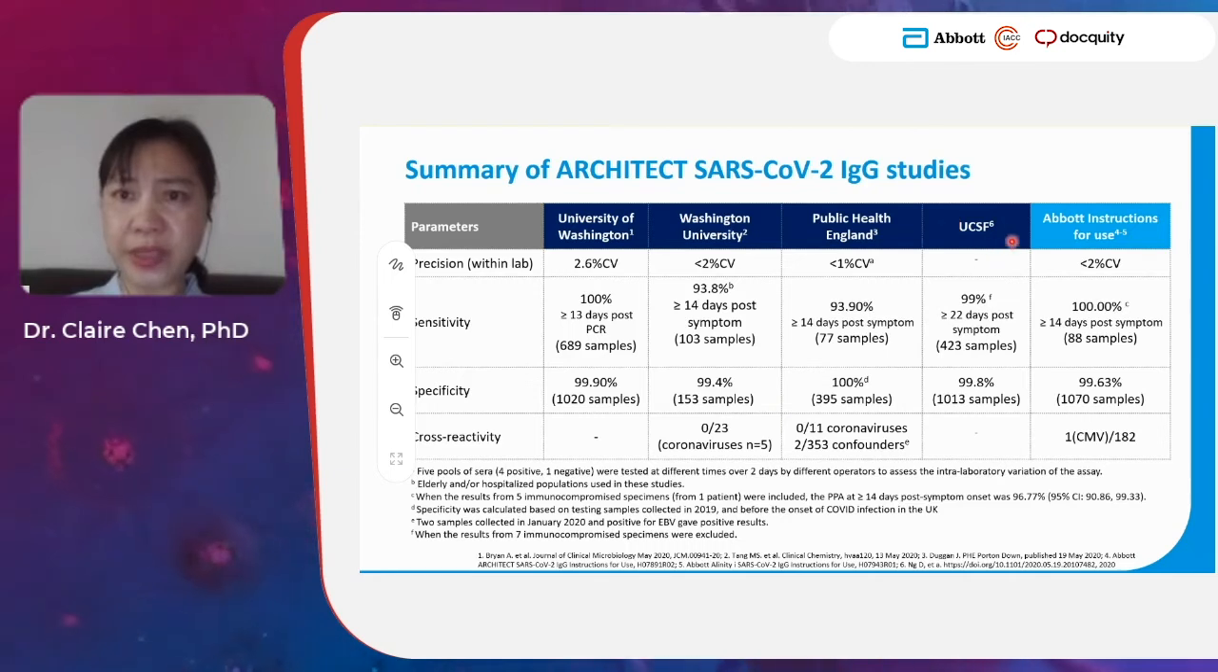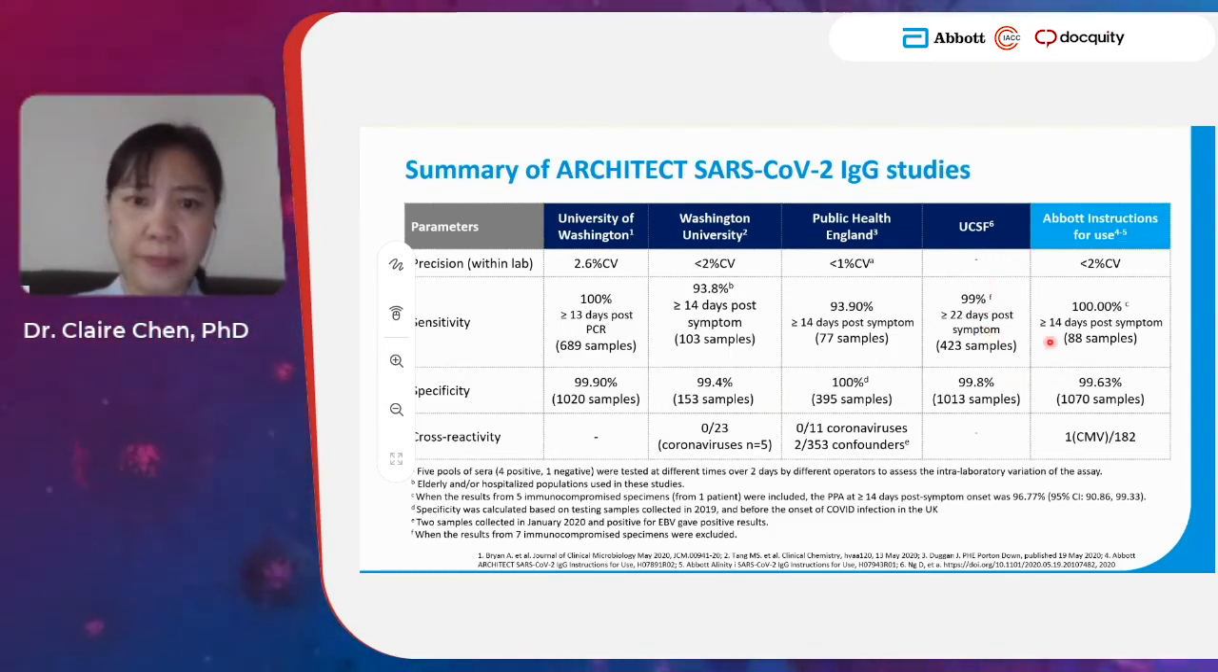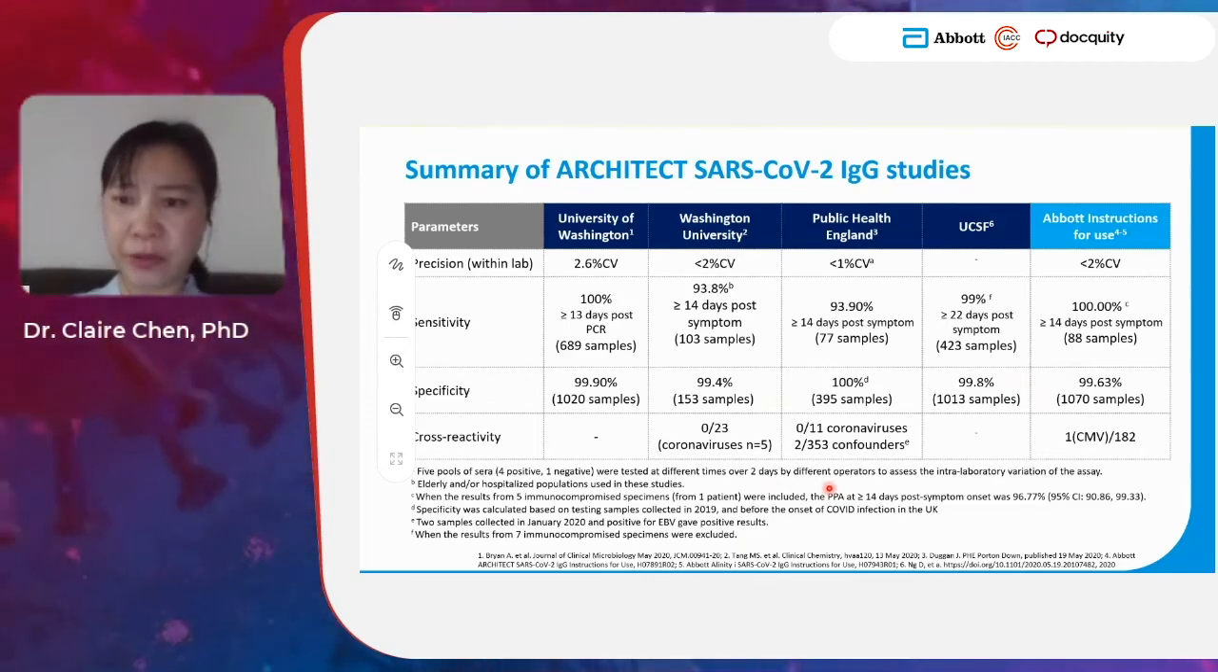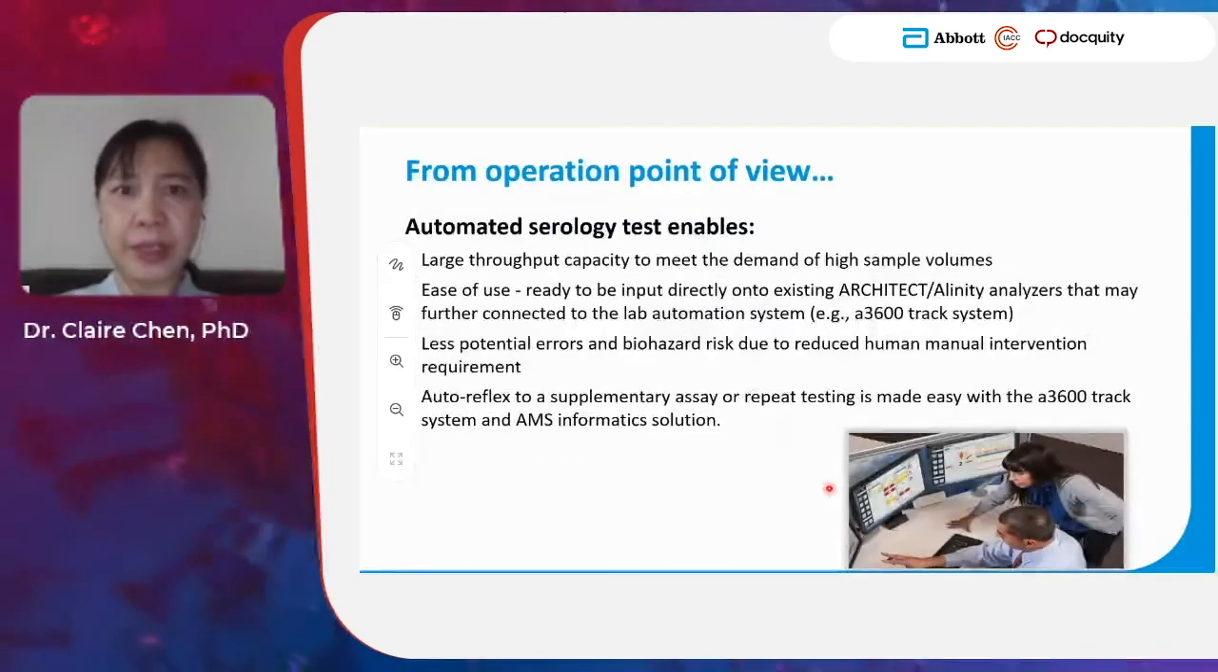And this is a more recent publication from the University of California, San Francisco. The specificity is also close to 100% over 1,000 samples, and the sensitivity is 99% for the samples above 22 days post-symptom. So these are a few publications already available to evaluate our assay performance. This is something you can probably refer to.